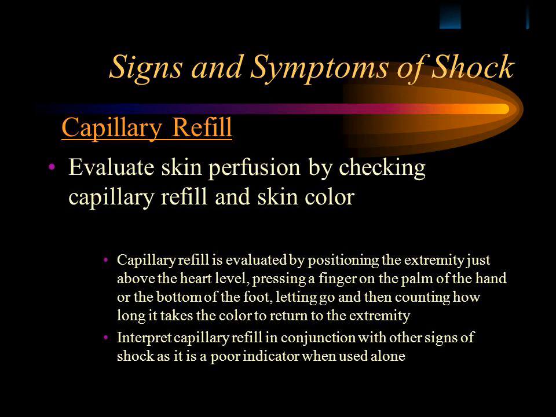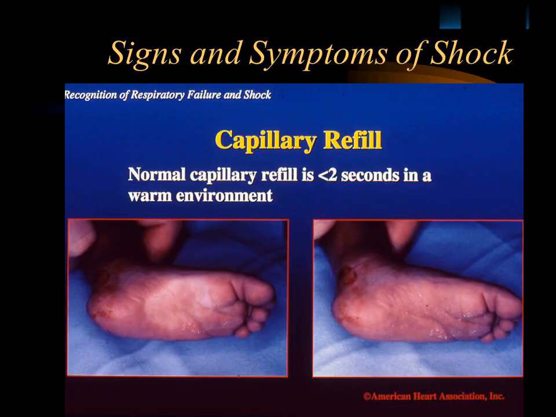Capillary refill. Evaluate skin perfusion by checking capillary refill and skin color. Capillary refill is evaluated by positioning the extremity just above heart level, pressing a finger on the palm of the hand or the bottom of the foot, letting go and then counting how long it takes the color to return. Interpret capillary refill in conjunction with other signs of shock, as it is a poor indicator when used alone.